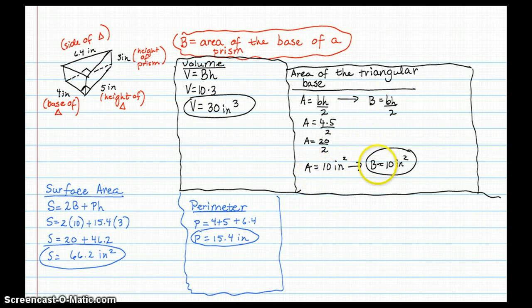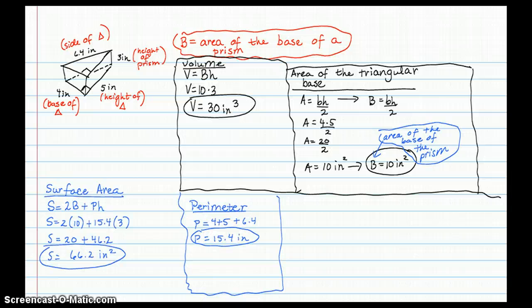Area and big B simply meaning area of the base. And the area of the base is 10. And your height of your prism is 3 inches, so it's 10 times 3, which is 30 inches cubed. Again, volume is what you put inside of a figure, whether it be water, sand, etc. Anything that you would put inside of a three-dimensional figure would be its volume.